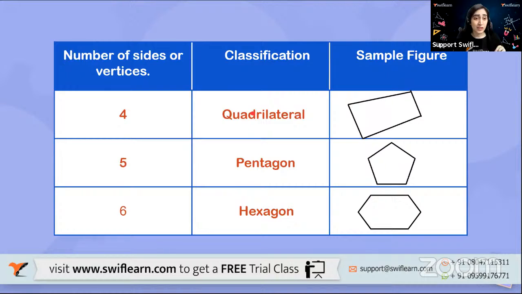So what do we call it? We call it a quadrilateral. So quadri stands for 4. Just remember, quadri means 4. So we call it a quadrilateral.